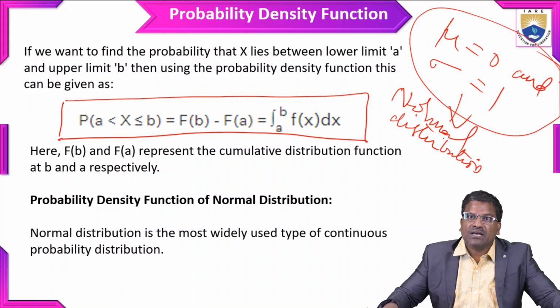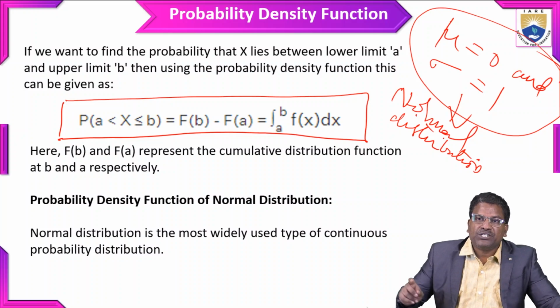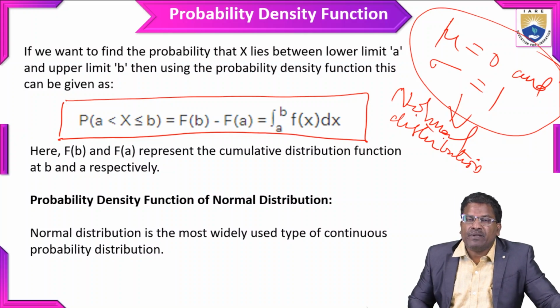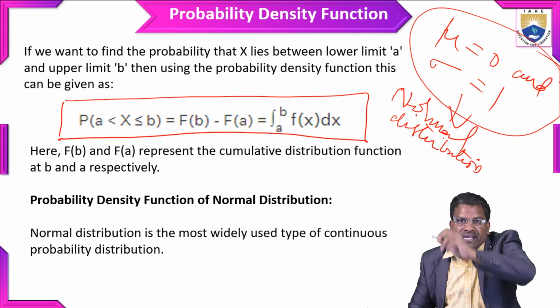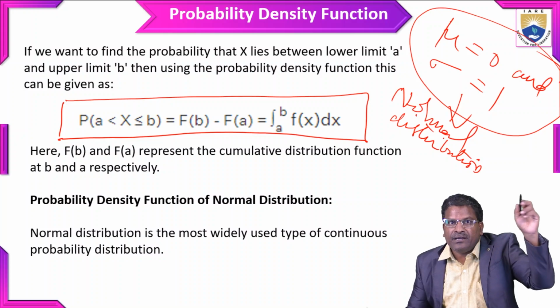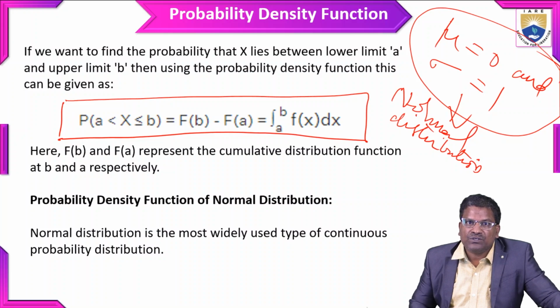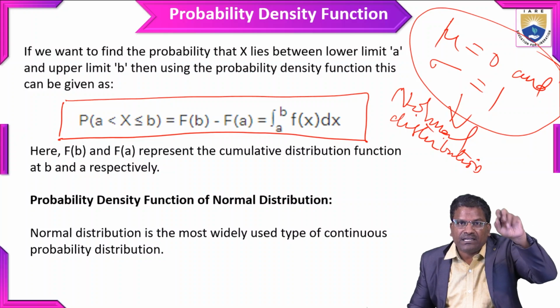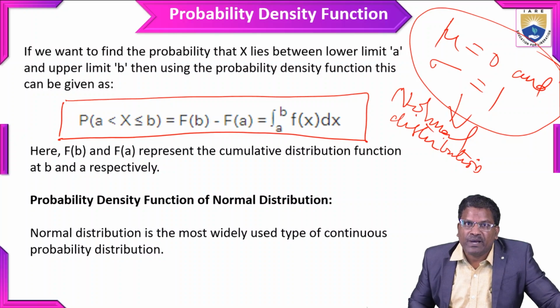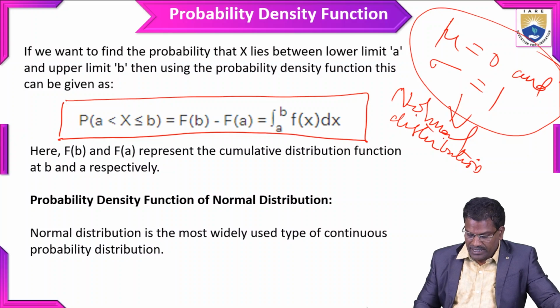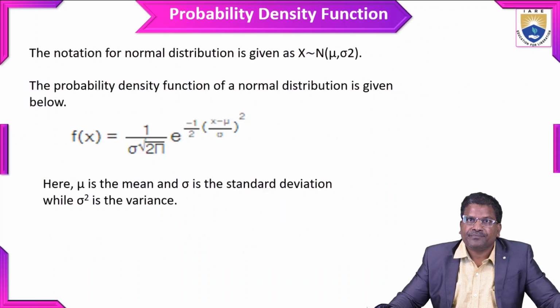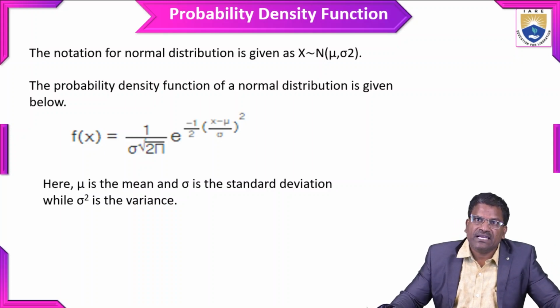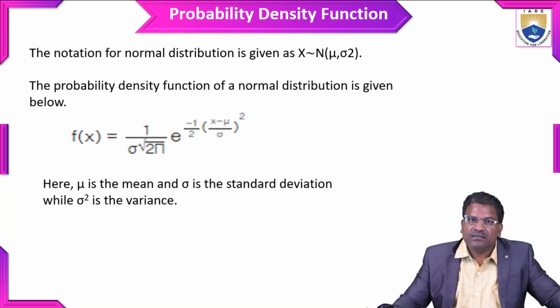Normal distribution is the most widely used type of continuous probability distribution. So in normal distribution, if we find this probability, it gives some area lying between the x-axis and the curve f of x. That curve shows a bell-shaped curve. So under that curve, we will get some area. That area is represented by P of a less than X less than or equal to b. The notation for normal distribution is given as X maps to normal distribution with mu and sigma square, where sigma square stands for variance, sigma stands for standard deviation.